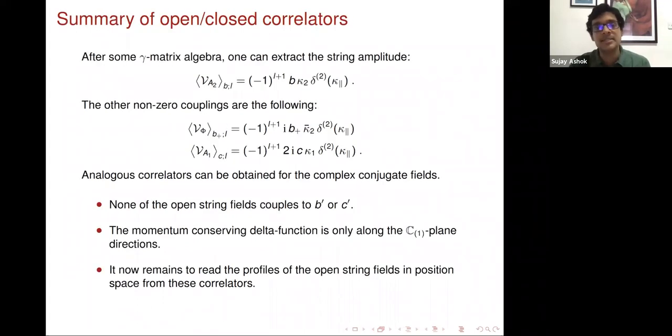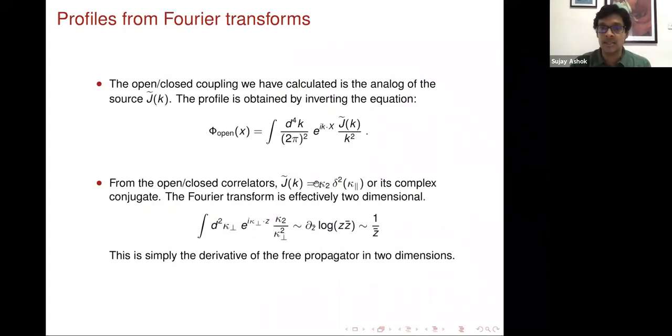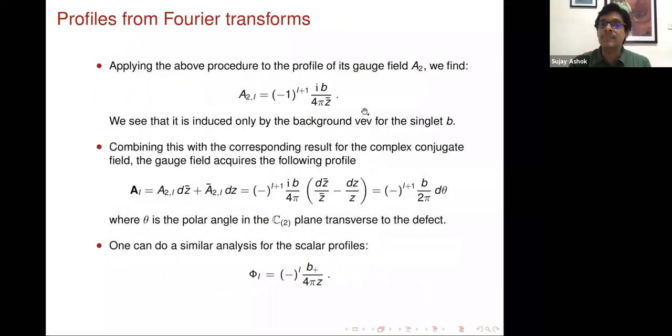That gives me these couplings, and once I have these couplings, the profile is just the Fourier transform. Okay, so I put all the constants back in, and this is what I find for the component of the gauge field transverse to the defect. It's 1 over Z bar, and now I just put in the complex conjugate result, and I find that the profile is precisely what we had for the Gukov-Witten defect.